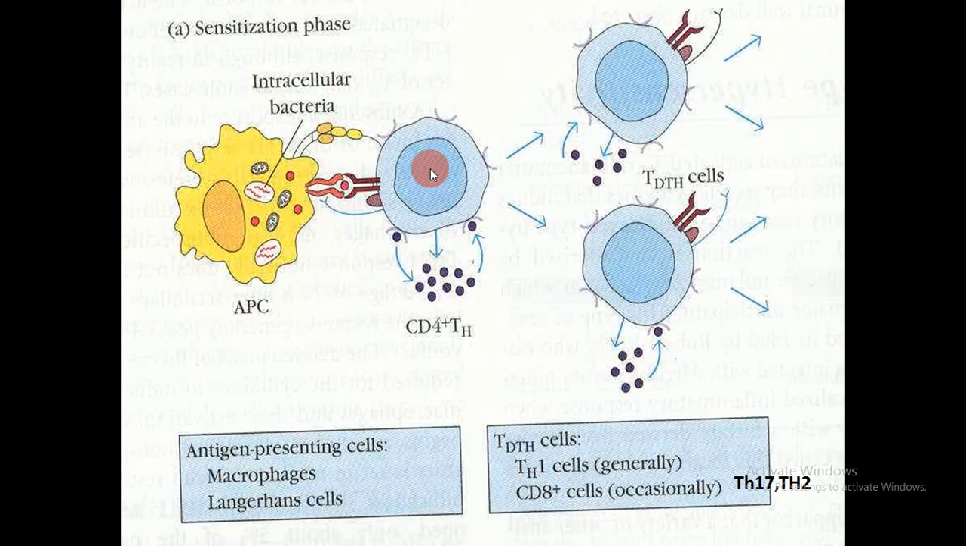The T helper 1 cells. And the best example of type 4 hypersensitivity is TB, the tubercle bacilli, which is responsible for the disease tuberculosis, an intracellular bacteria. As you know, all bacteria are extracellular except the intracellular bacteria, TB and leprosy. And here are the TB bacilli inside the macrophage.